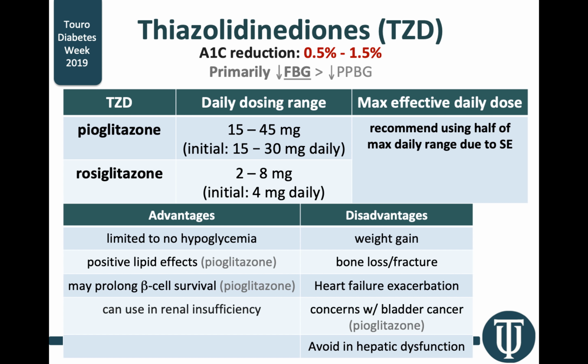As for disadvantages, we need to watch for weight gain, and there might be a high risk of fracture and heart failure exacerbation. Pioglitazone has been associated with bladder cancer. However, as I mentioned earlier, the data is mixed, so there are studies going on to find out what the truth might be. And for those whose liver is not working so well, we might want to avoid this medication.